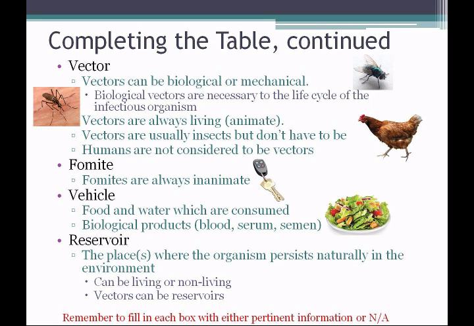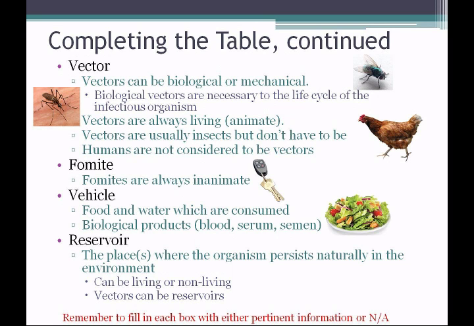Gnats, for example, can buzz around and land on your mucous membrane, such as on your eyes, and can transmit a disease that way. Flies can crawl across fecal material and then crawl across your food and transmit that in an indirect mechanism. So this is a mechanical vector and an indirect transmission, whereas biological vectors are going to be direct transmission. Vectors are always living. They're often insects, but they don't have to be. For example, if you contract salmonellosis from eating undercooked poultry like your Thanksgiving turkey, the vector in this case would be the turkey. Humans are never considered to be vectors.